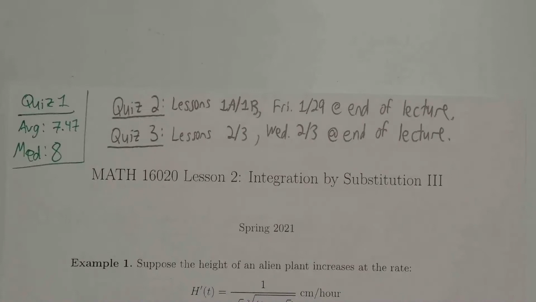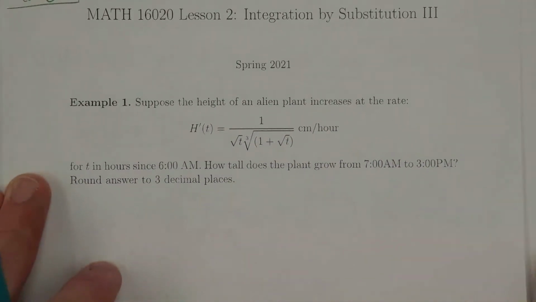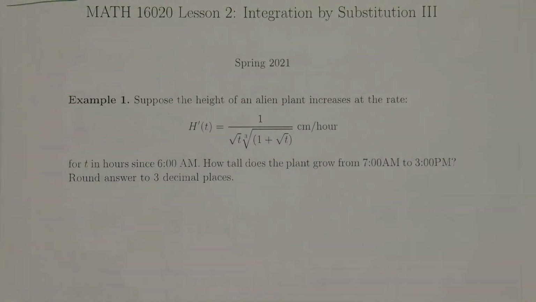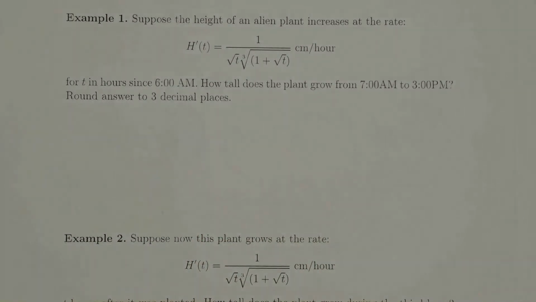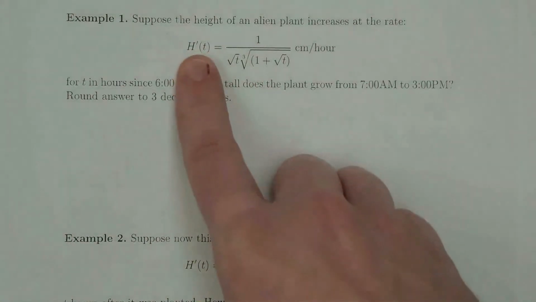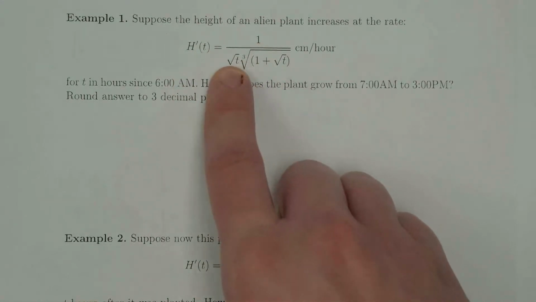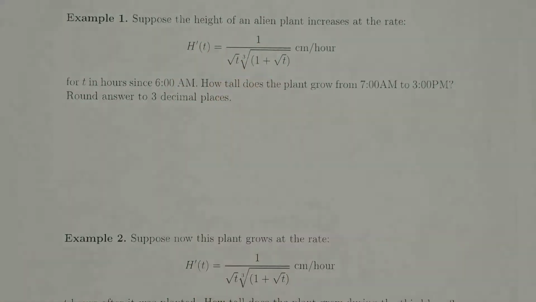Okay. So with that out of the way, let's move on to integration by substitution 3. So like I said, not a lot of new examples, so let's just go ahead and continue from where we left off, so to speak. So suppose the height of an alien plant increases at the following rates. So we have h prime equals 1 over square root of t times the cube root of 1 plus root t. And this is t in hours since 6 a.m. Now, the question asks us to figure out how tall the plant grows from 7 a.m. to 3 p.m., rounded to 3 decimal places.